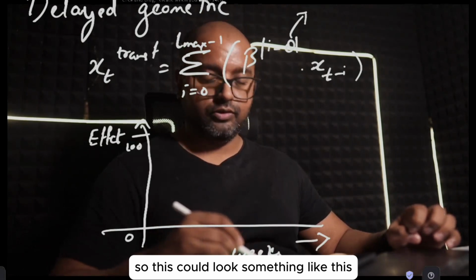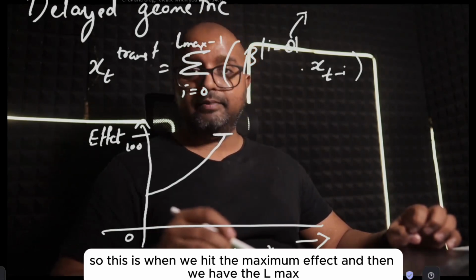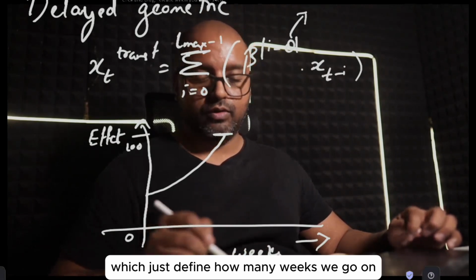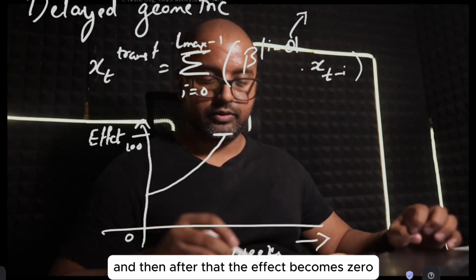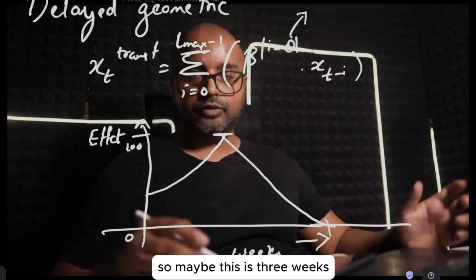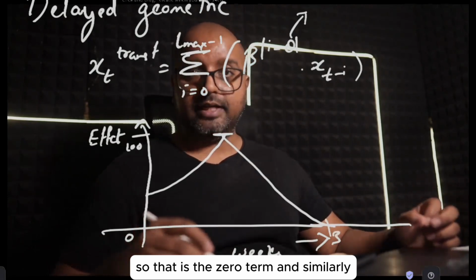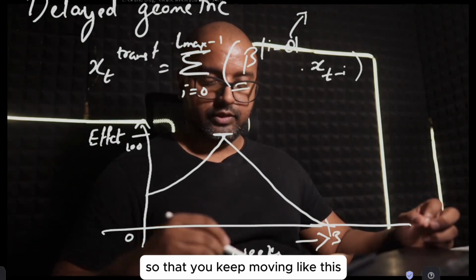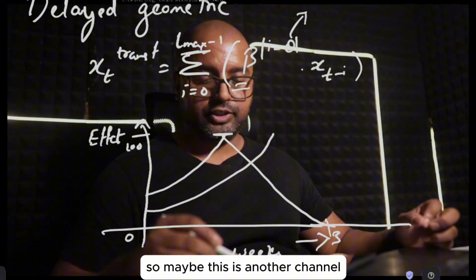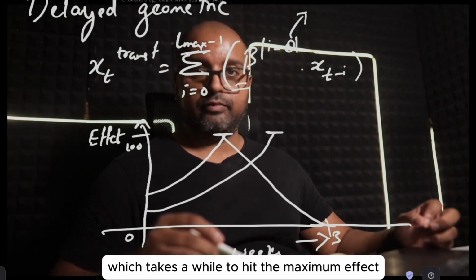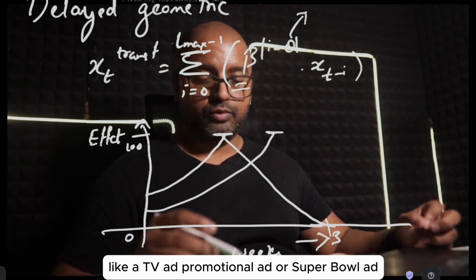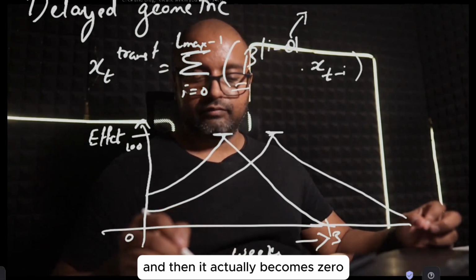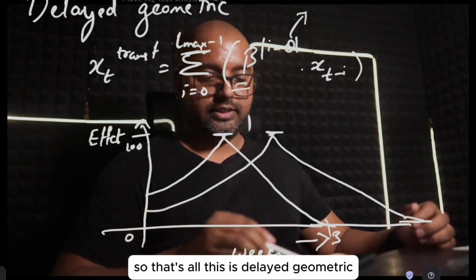So this could look something like this. This is when we hit the maximum effect. And then we have the Lmax, which just defines how many weeks we go on. After that, the effect becomes 0. So we go to 0 over here. Maybe this is 3 weeks. So that is the 0 term. Similarly, you can have different beta values here as well, so that you keep moving like this. Maybe this is another channel which takes a while to hit the maximum effect, like a TV ad, a promotional ad, or a Super Bowl ad, etc. Then it takes a while for it to decay, and then it eventually becomes 0. So that's all this is, delayed geometric.